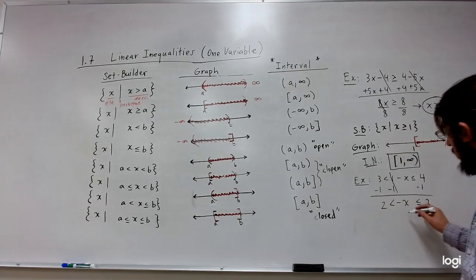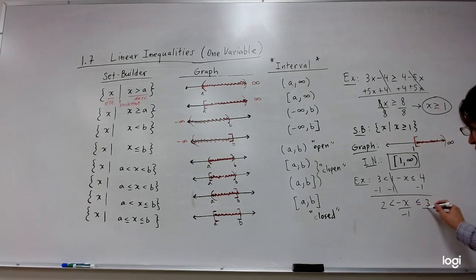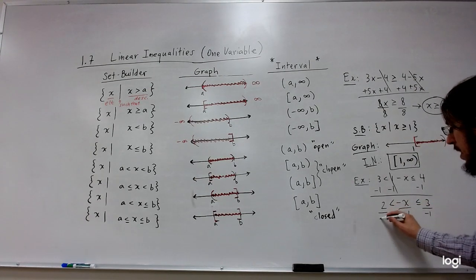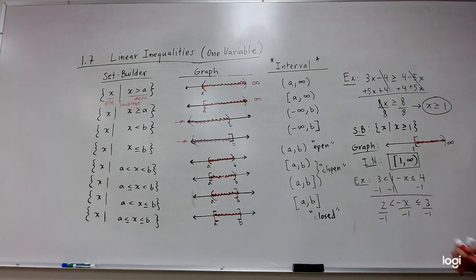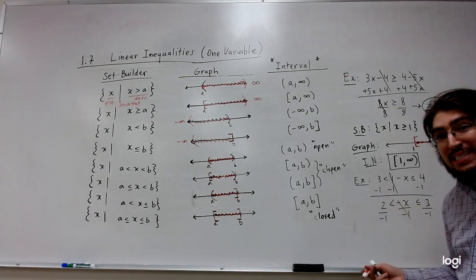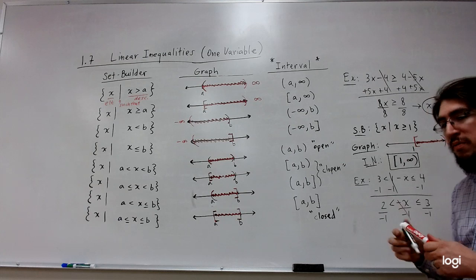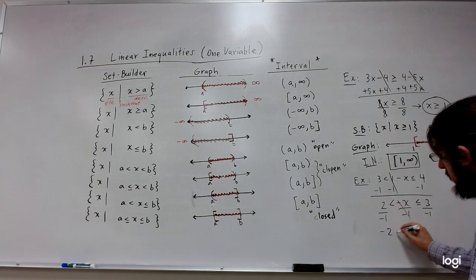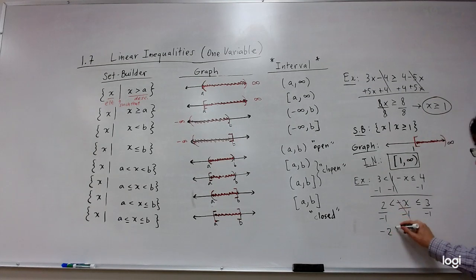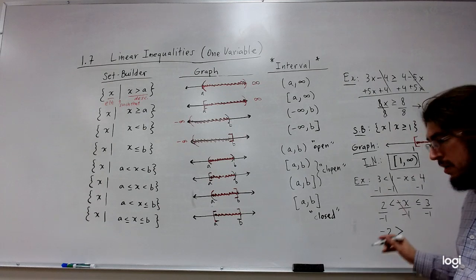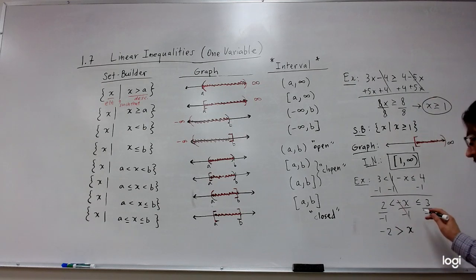Now we are going to divide by negative 1 to get x by itself. What happens when you divide by a negative in an inequality again? Yes, the symbols reverse. So we'll get negative 2. This less than becomes greater than. Good. This is just x in the middle. This less than or equal to becomes greater than or equal to. And now we get negative 3.